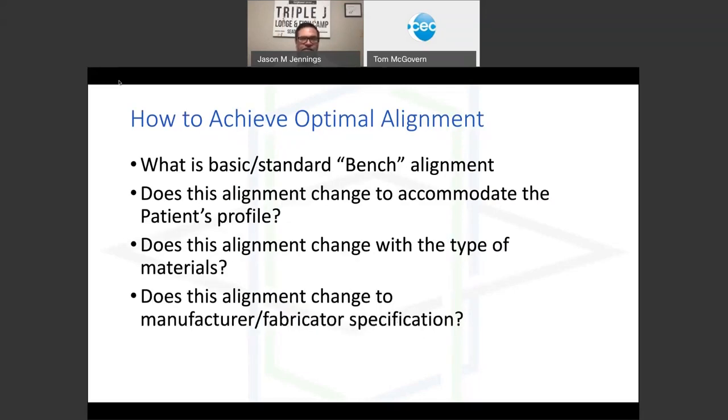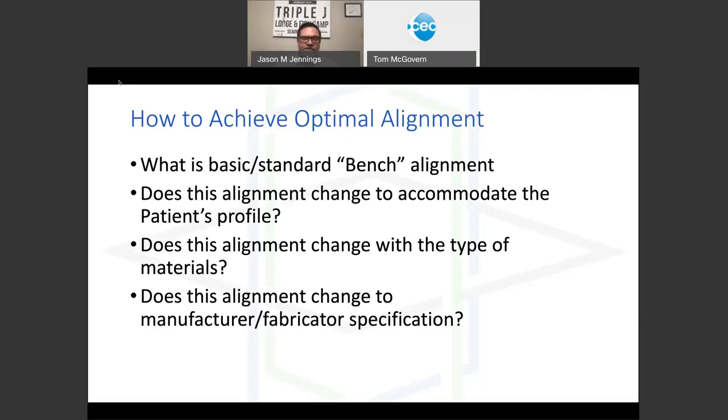So what is basic or standard bench alignment? We know what it is in prosthetics because we were taught that. You know, let's talk about a BK prosthesis. You have your socket and you have parameters to measure from the MTP down to the floor and put the foot in relationship to the knee so that you have a basic starting alignment. You know, we typically don't think of orthotics that way, but I think it's very similar. And I'll show you a slide here in a little bit to explain that.